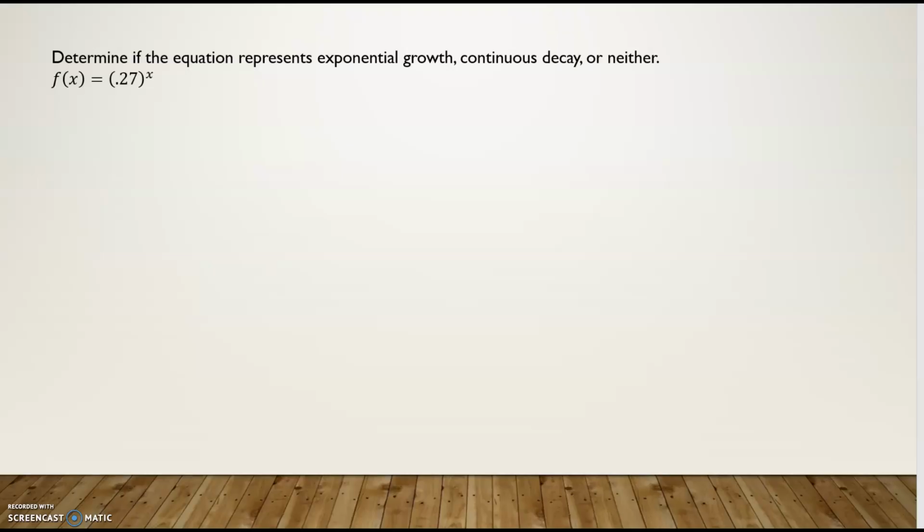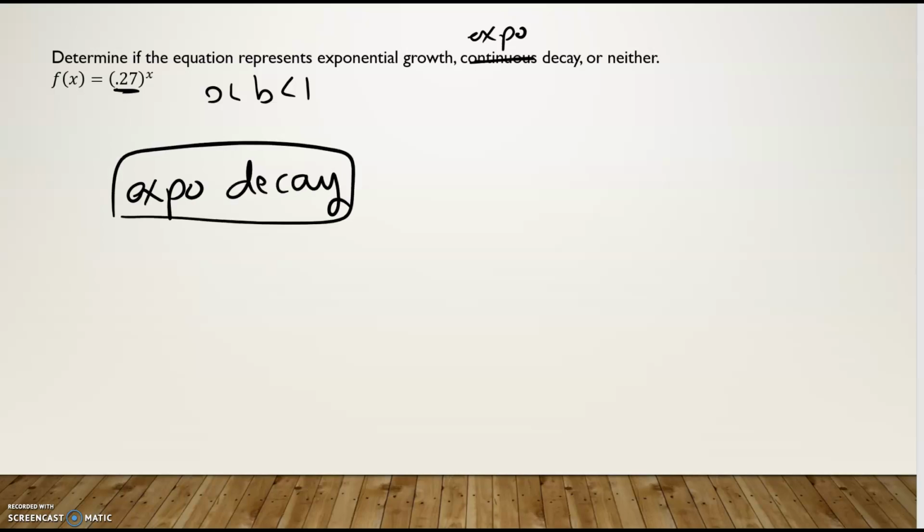So determine if the equation represents exponential growth, exponential decay, or neither. Okay, so number 1, it's not negative and it's raised to x, so it is an exponential function. And then number 2, I'm going to look at this number right here, 0.27, and I notice that it is between 0 and 1, which means we're going to have a decreasing function, which means we have exponential decay for this function.